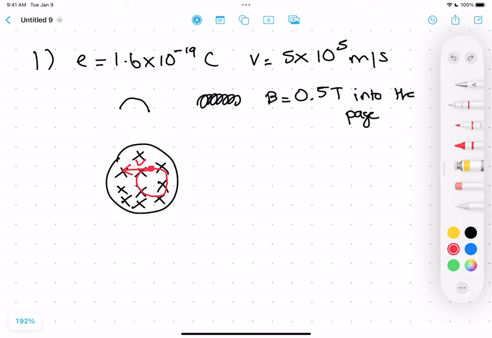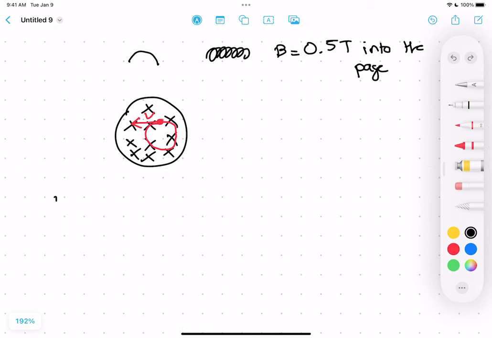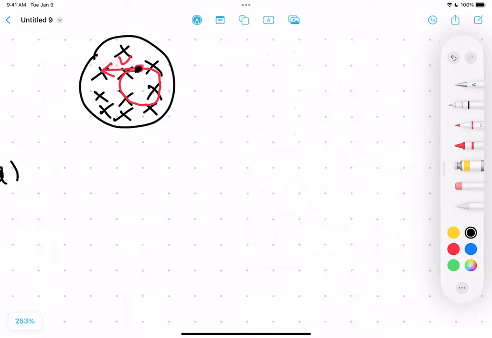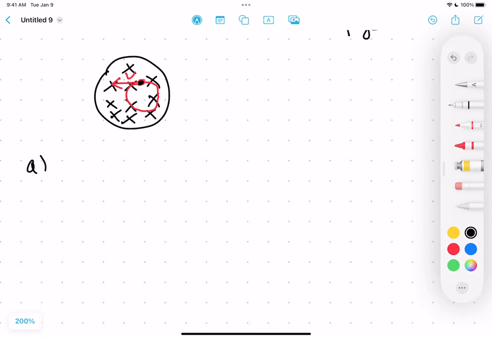But part A, they're asking to determine the magnetic force, magnitude and direction, acting on the ion at the location shown. So at that location right here, we're trying to figure out what the magnetic force is going to be. For magnetic force, we use the right-hand rule. We have our thumb pointing in the direction of the velocity, the motion of the particle, to the left like this. Then we have our index finger pointing in the direction of the magnetic field, so that's into the page.